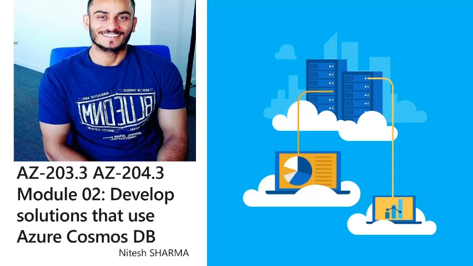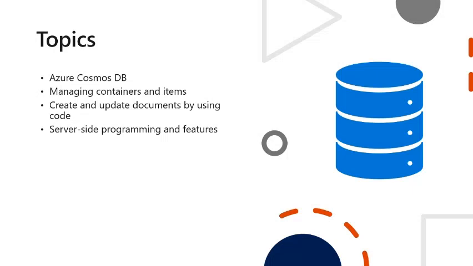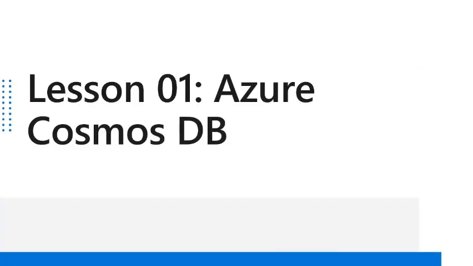So in this module, we will learn about Microsoft Azure Cosmos DB, managing containers and items, creating and updating documents by using code, server-side programming and features. So let's go. I have already discussed the topics. First lesson. In this lesson, we will learn Azure Cosmos DB core functionality, consistency levels, application programming interfaces, which means APIs, and migration from NoSQL.